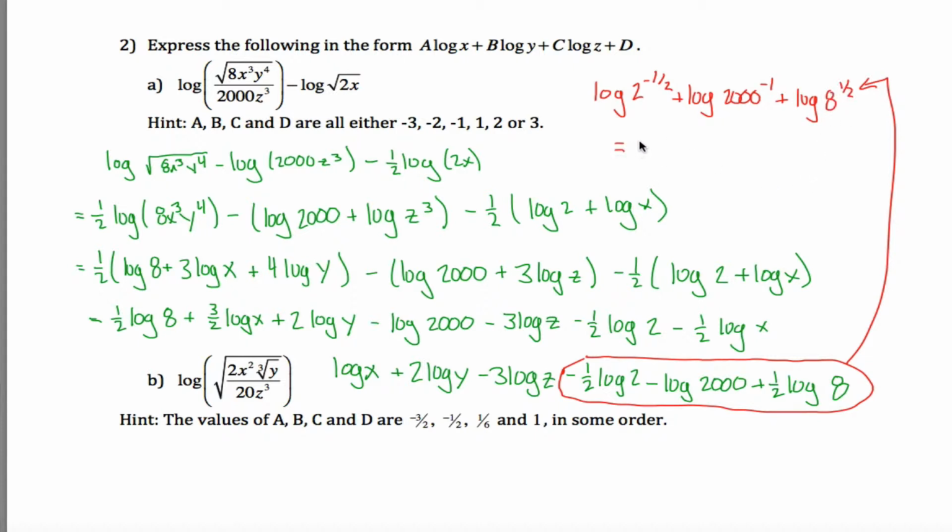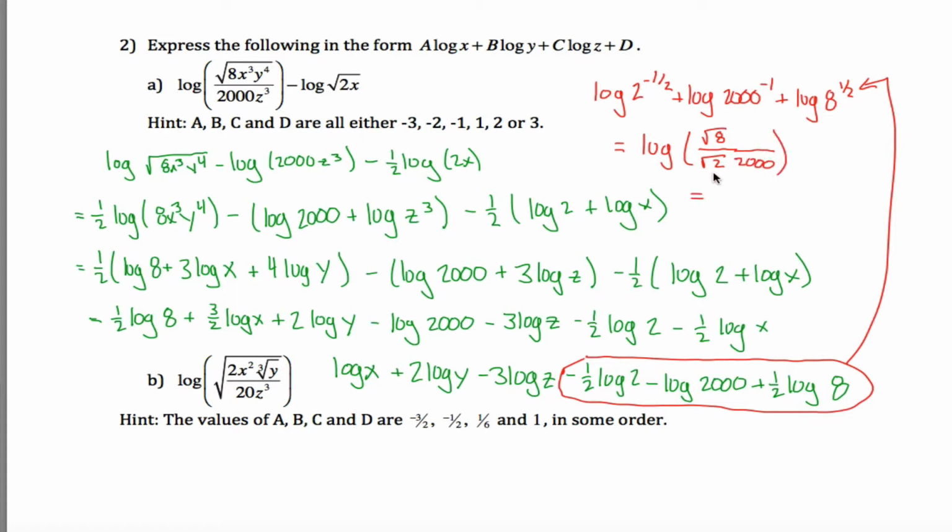And I can mash those all together to call it the log of 8 to the 1/2 up on the top. And then 2 to the negative 1/2 is the same. How about I'm going to write that as the square root of 8 so it's easier to look at. Instead of 8 to the 1/2, square root of 8. And then 2 to the negative 1/2 is 1 over the square root of 2. And 2,000 to the negative 1 power is 1 over 2,000, which gives me something that looks like this.